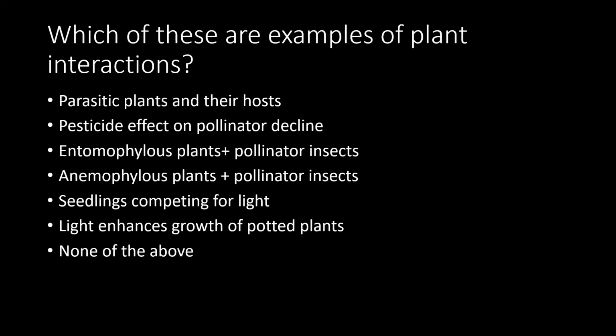I do like to start my lectures with questions, so at this stage you can pause the video and think which of the following are examples of plant interactions.